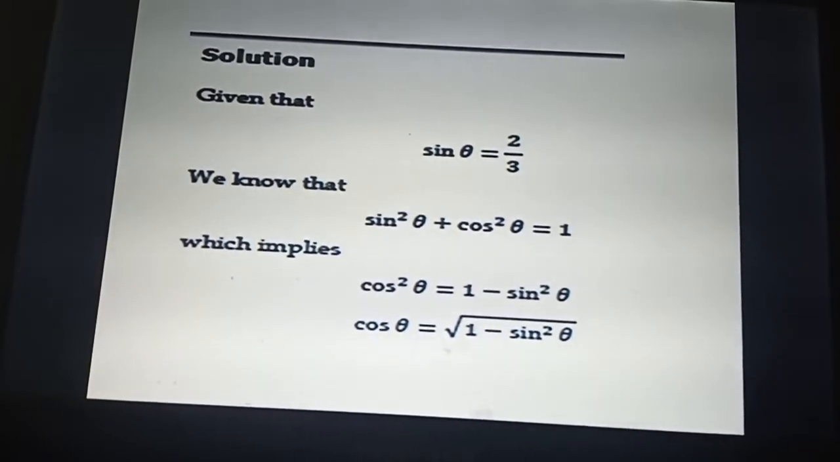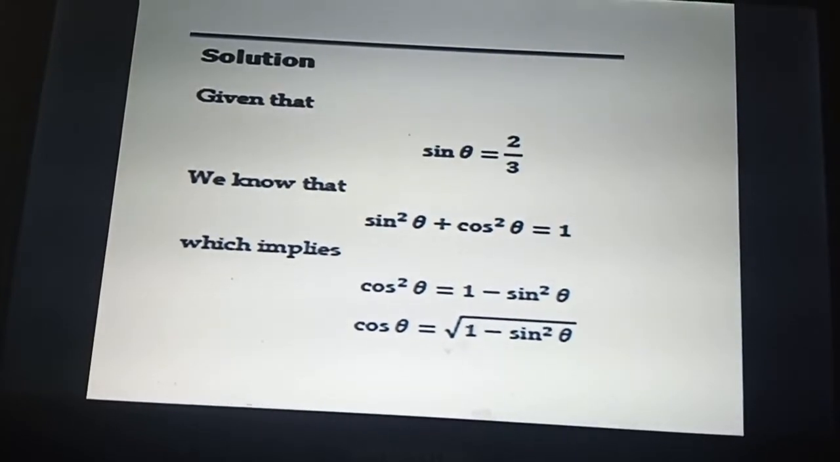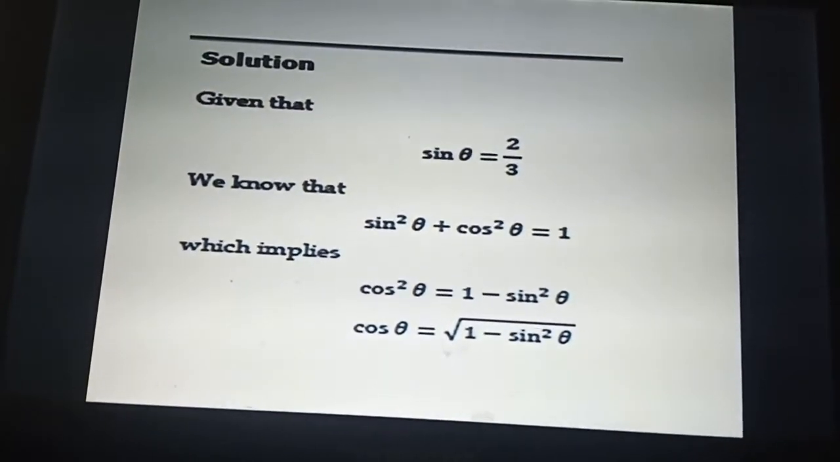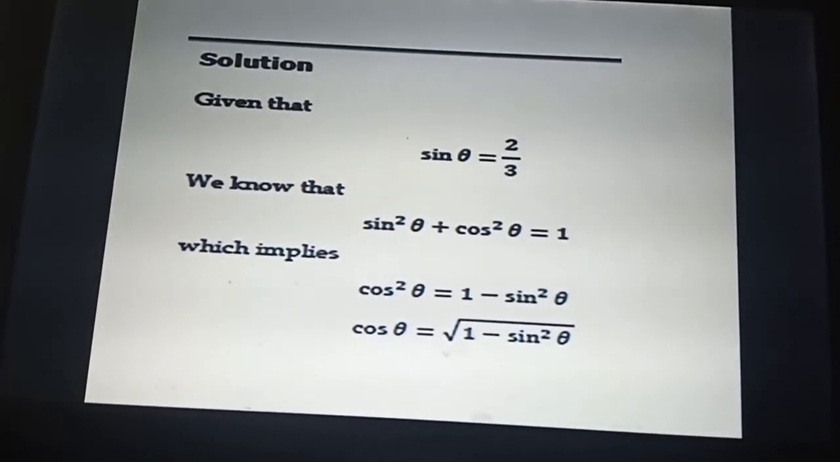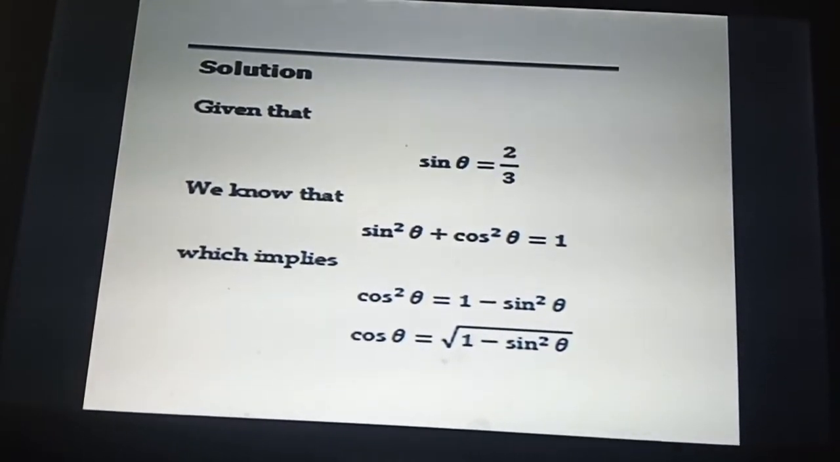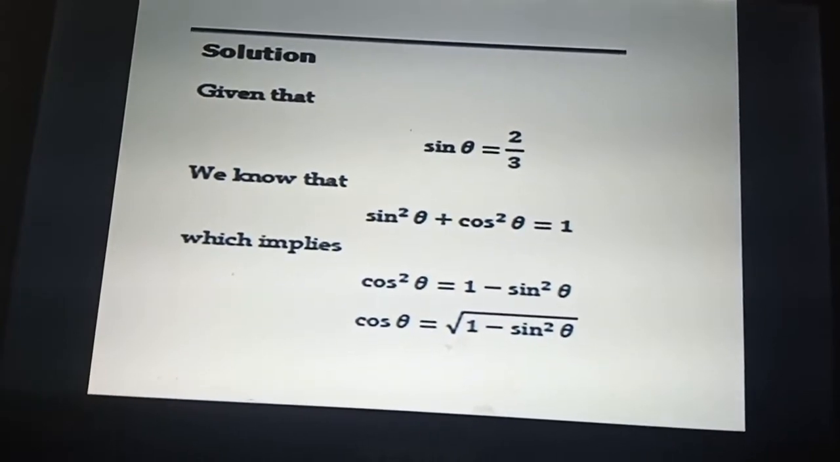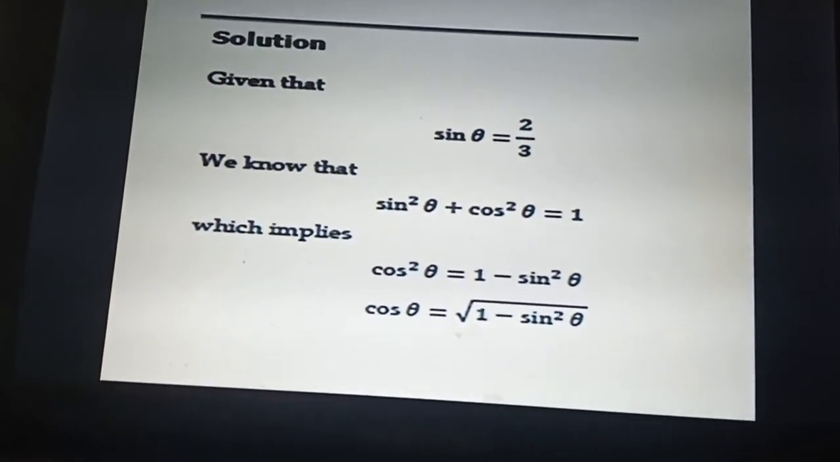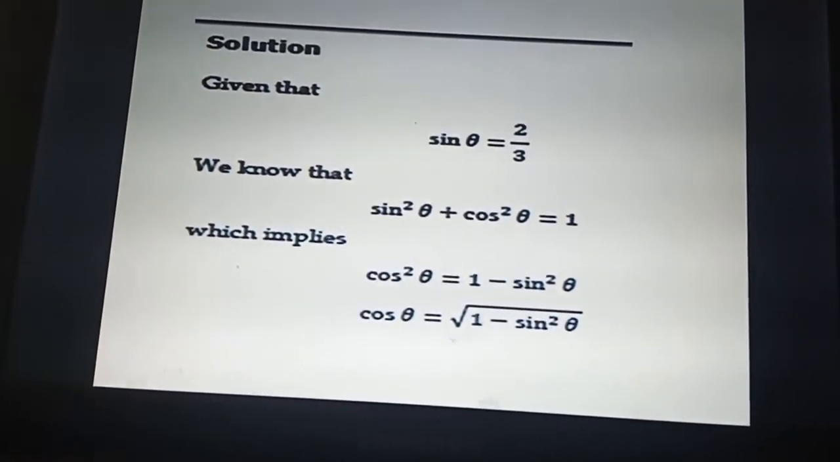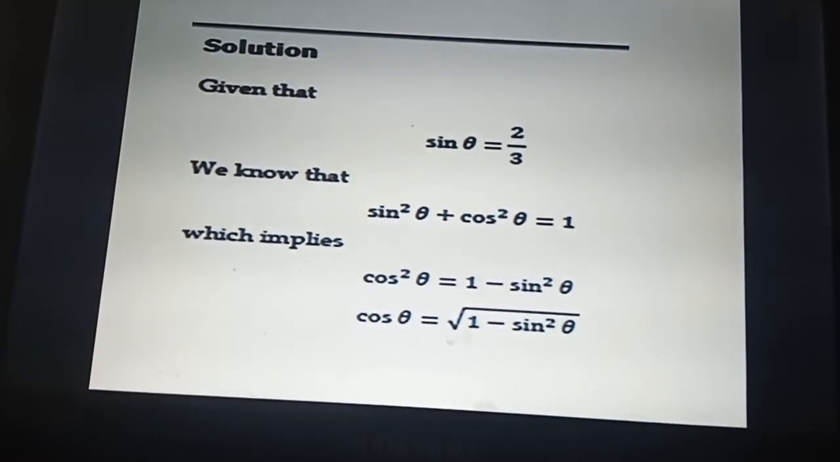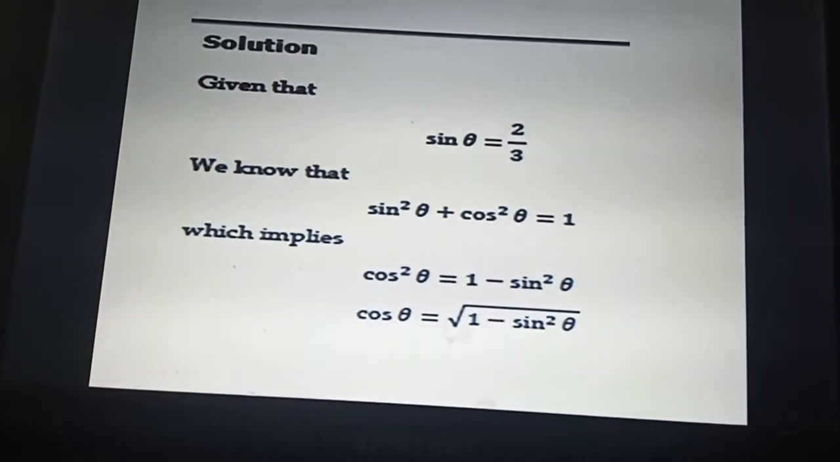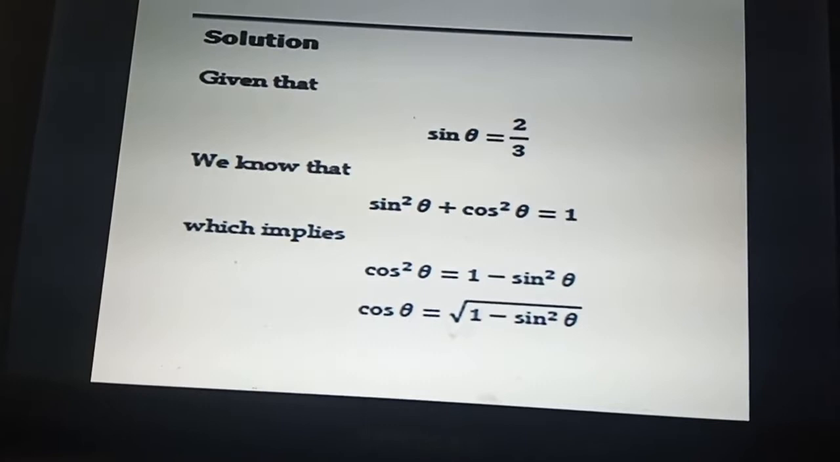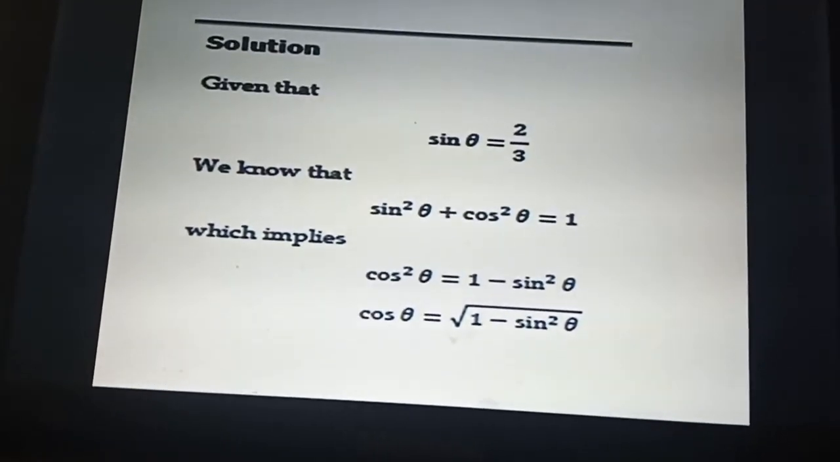You see, cos theta is equal to the square root of 1 minus sine squared theta. You see, we take the right hand side to the left hand side, then you take the square root of 1 minus sine squared theta. Are you following?